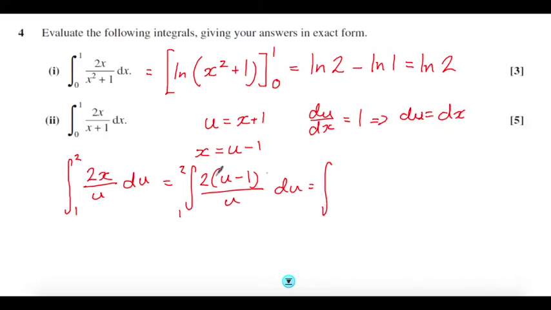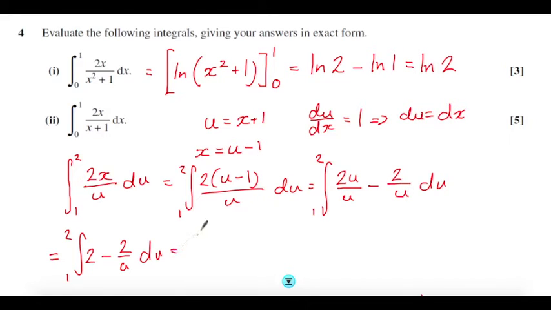Alright, so what we need to do now is split this up into 2 fractions. So if we imagine expanding the top, we get 2u minus 2. So as 2 fractions, this will be 2u over u minus 2 over u du. I'm saying u too many times. Okay, so now we actually need to integrate this. So 2u over u is just 2. So let's write it out again actually. So it's 2 minus 2 over u du.